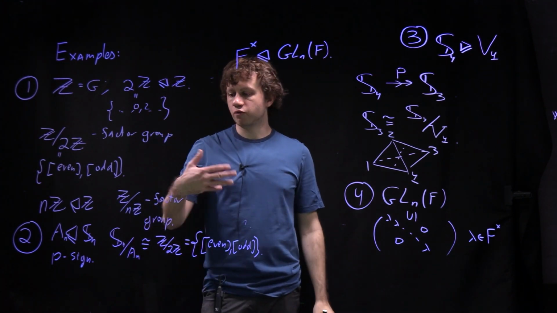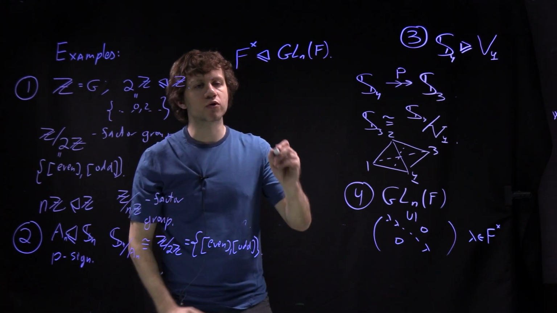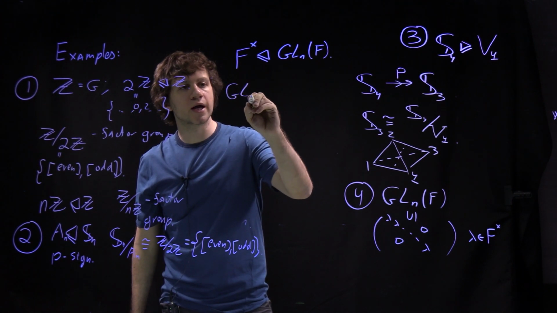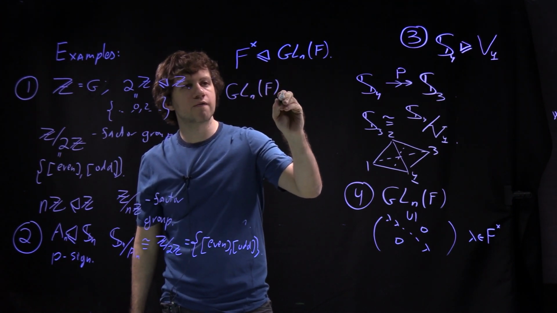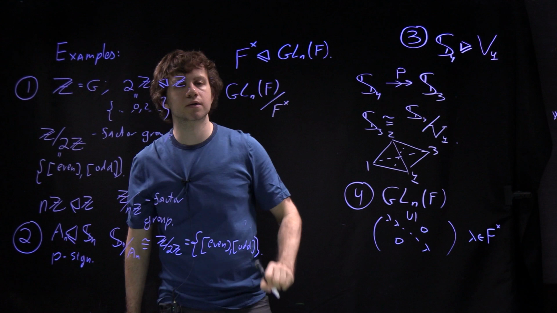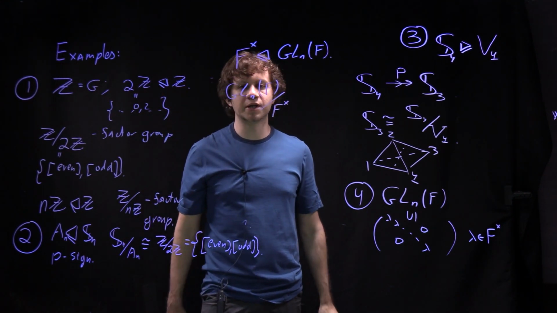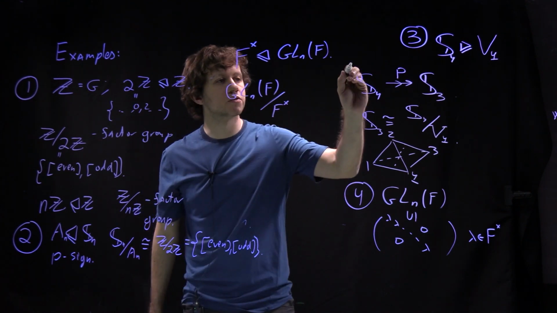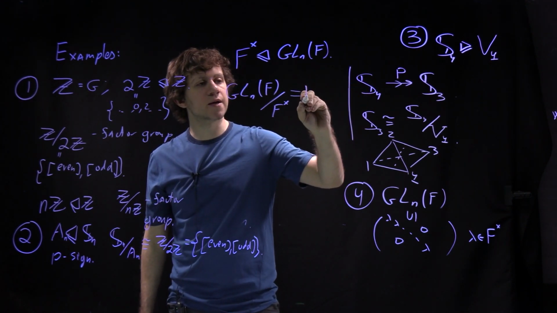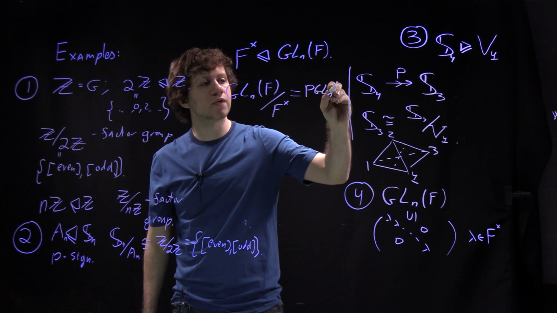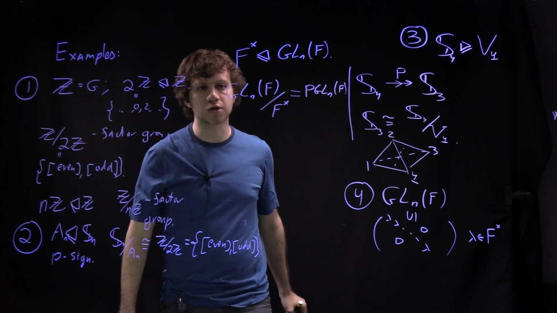Fine. So for every normal subgroup, you can look at the factor group, GL_n(F) factored over F cross. You can try to think what this group is, but actually it's not so simple. So this is some group which deserves a name. It's called PGL_n(F). We will talk about it later on.